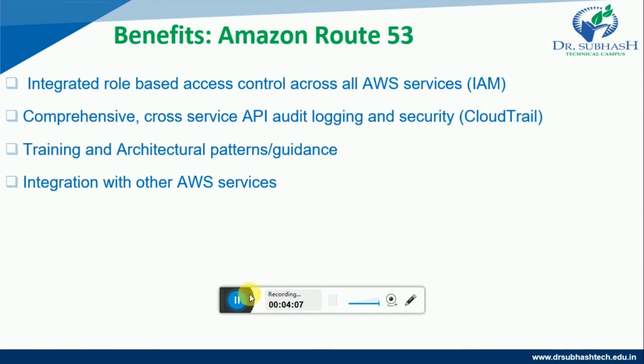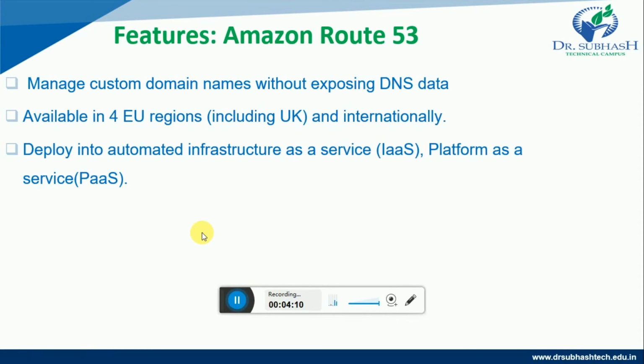There are more features available in Amazon Route 53. Let us look at them. It also manages the custom domain names without exposing DNS data. Available in 4 EU regions including UK and internationally. It also deploys into automated infrastructure as a service, that is nothing but IaaS, and platform as a service, which is nothing but PaaS. So friends, these are the more features of Amazon Route 53.